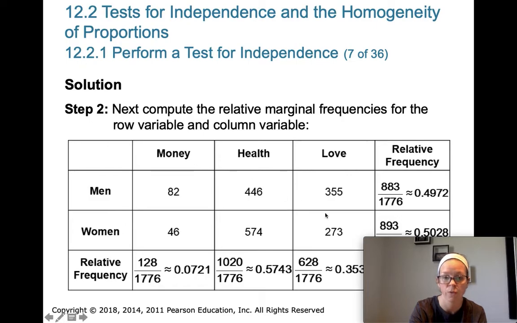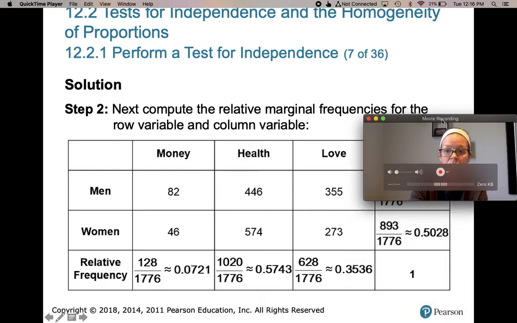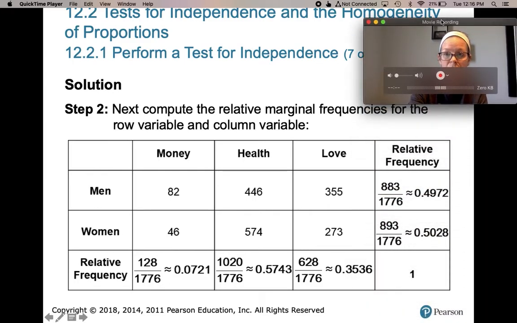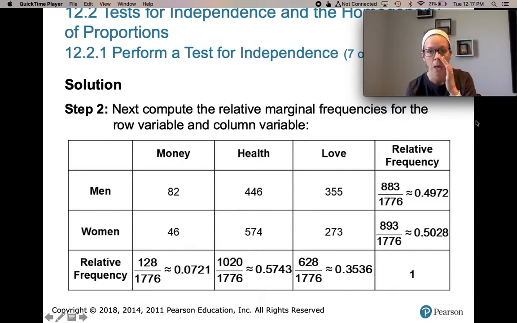So the total for money, for example, was 128, and the total for the table was 1,776 people involved in this survey. So that means 7.21% of all respondents, whether men or women, answered money to this question, right? Or on the other side, there were 883 men out of the 1,776 people involved in this study. Divide that out, 49.72% of the respondents in this survey were men. So just about half men and half women.